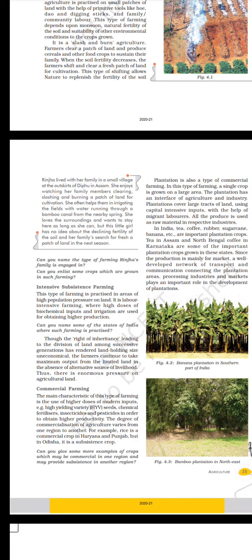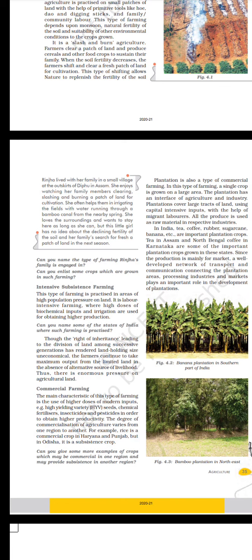Division of land among successive generations has rendered land holding size uneconomical. The farmers continue to take maximum output from the limited land in the absence of alternative sources of livelihood. Thus, there is enormous pressure on agricultural land.